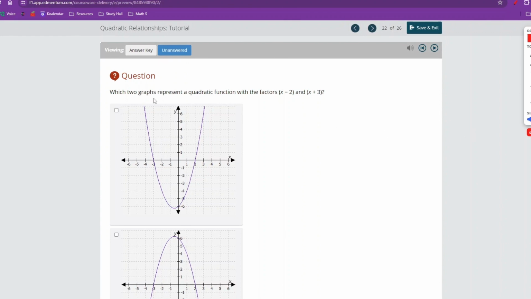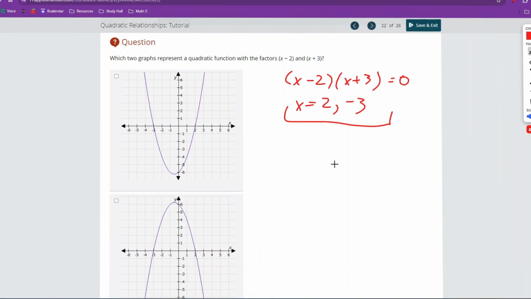Okay, starting on page 22, it asks us which two graphs represent the quadratic function with the factors x minus 2 and x plus 3. So that means that there is some quadratic that, when factored, has the form of x minus 2 times x plus 3, which means our x-intercepts should be 2 and negative 3. Because of course, when we set this equal to 0, we solve for 0, we should get these. If you're unfamiliar with that, please go back and check your factoring quadratics work. So, which of these have x-intercepts of 2, negative 3?